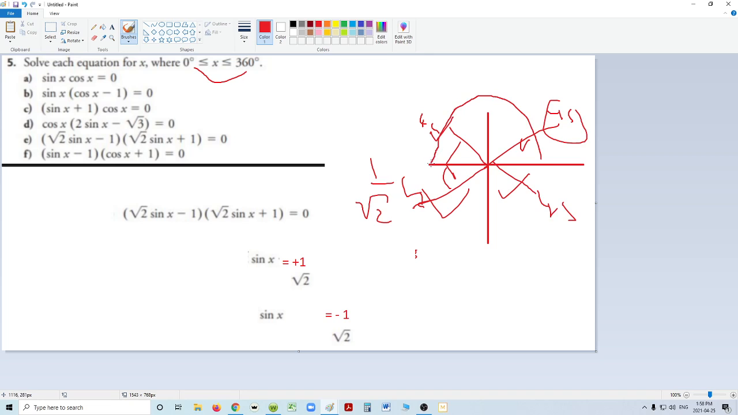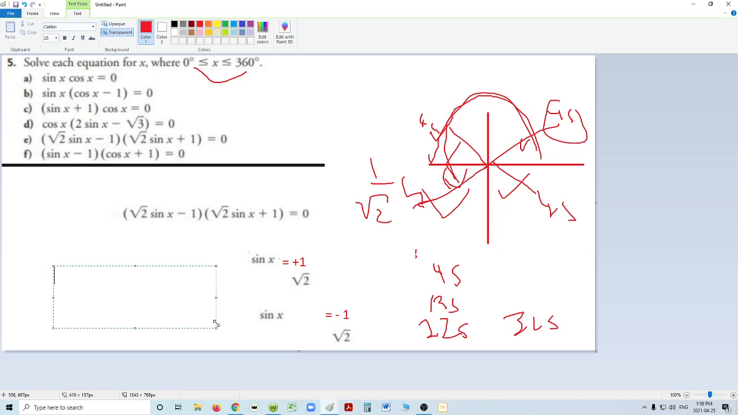To get to this one, you go 180, subtract 45. So 45 is 1. 180 minus 45 is 135. To get to this third one, you go 180 plus 45. That's 225. And the last one is 360 minus 45, which is 315. So the four possible angles where sine can be equal to positive or minus 1 over square root of 2 is 45, 135, 225, and 315 degrees.